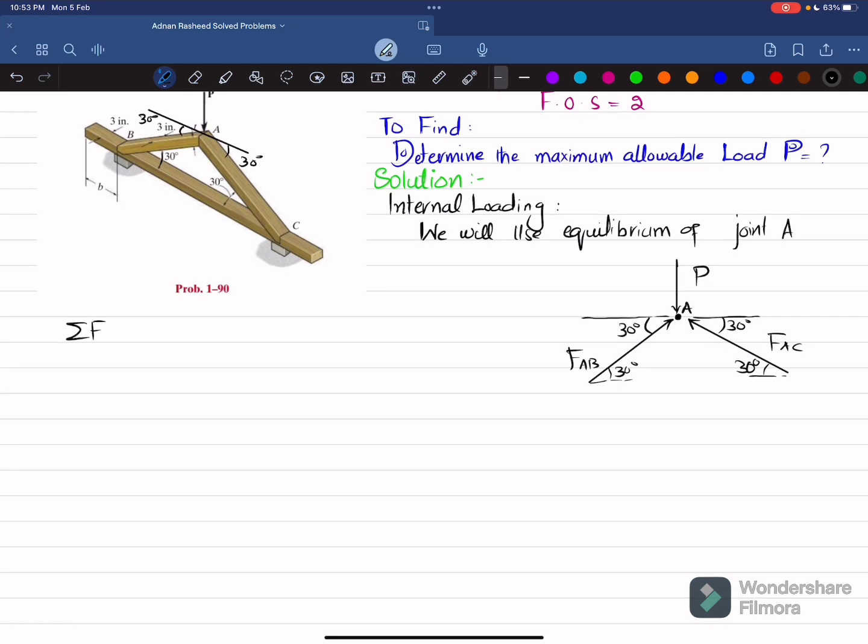So the first equation of equilibrium is that the sum of all forces along the x direction must be equal to 0, and force in this direction is taken as positive. This force will have two components. One along the x-axis, this component will be equal to FAB cos of 30 degrees, and similarly FAC will have a horizontal component in this direction, equal to FAC cos of 30 degrees. And the vertical components are FAB sine of 30 degrees and FAC sine of 30 degrees.